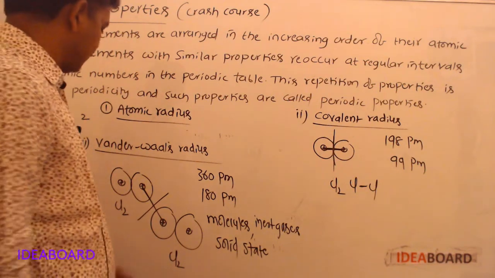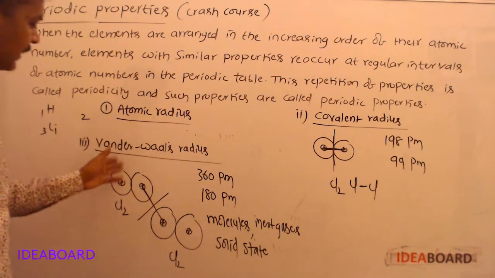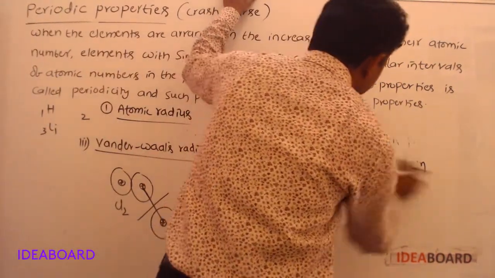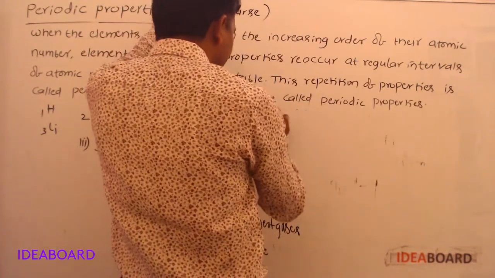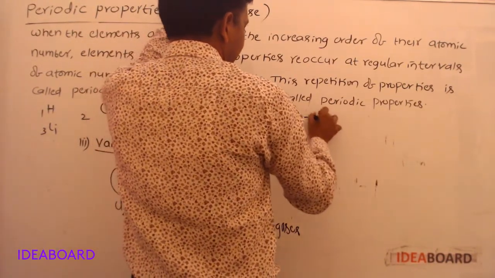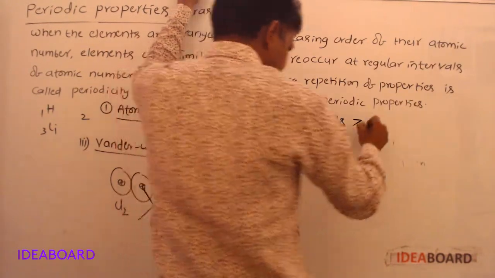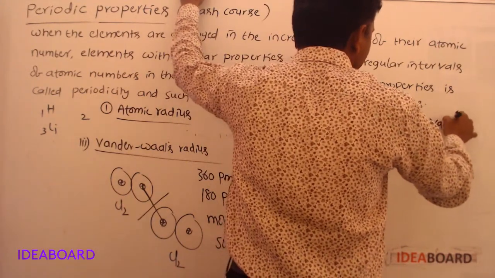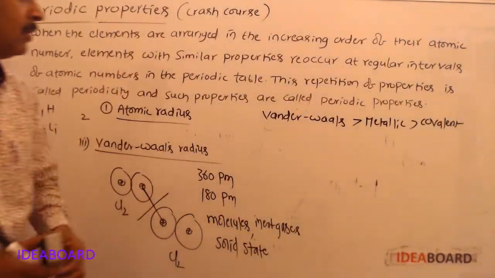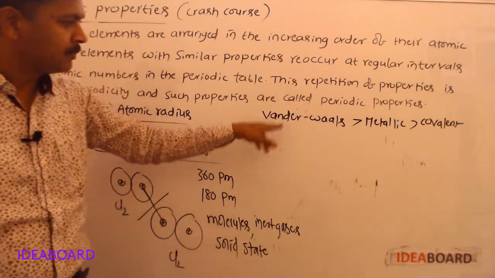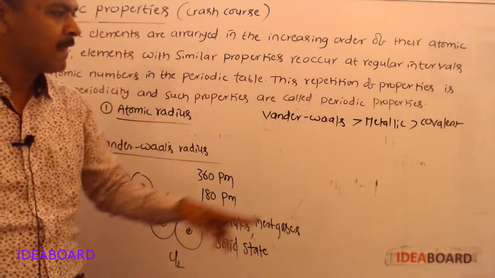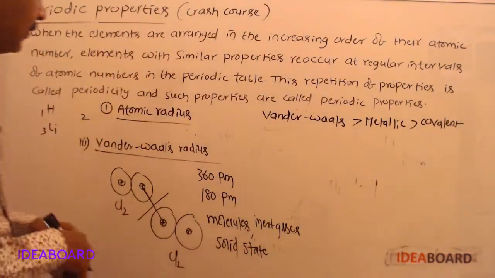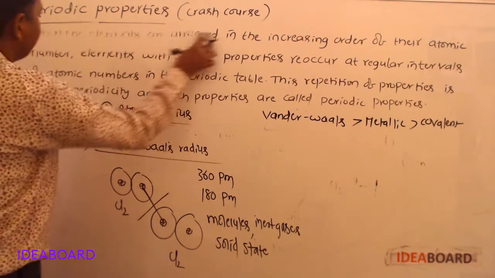So the order of various atomic radii is: van der Waals radius is greater than metallic radius is greater than covalent radius. This van der Waals radius is used for the molecules and inert gases in their solid state. Metallic radius is used for metals. Covalent radius is used for non-metals. Next, ionic radius.